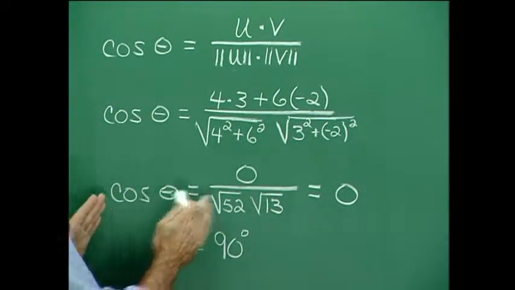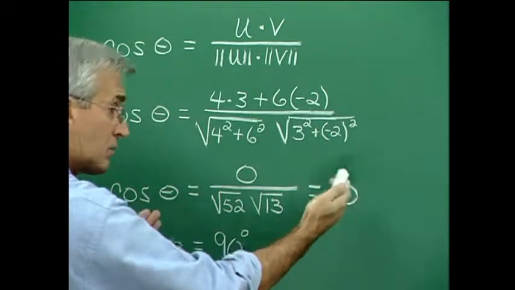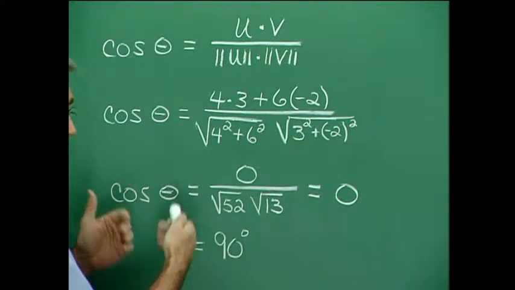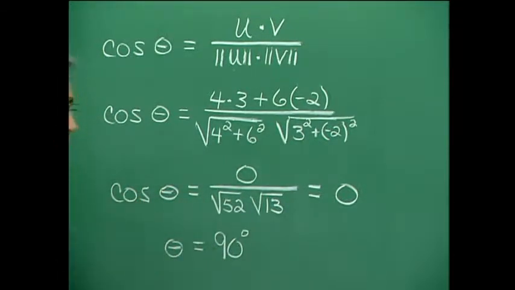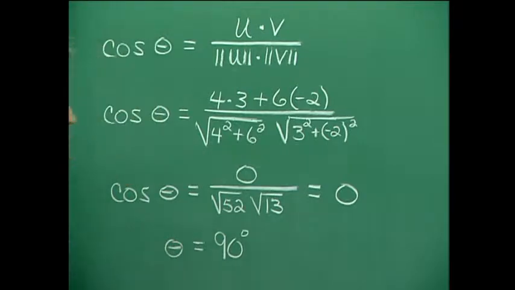And if the cosine of theta is 0, then the inverse cosine of 0 turns out to be 90 degrees. That is, the angle whose cosine is 0 is a 90-degree angle. So the two vectors then are relatively perpendicular. They're perpendicular to one another.